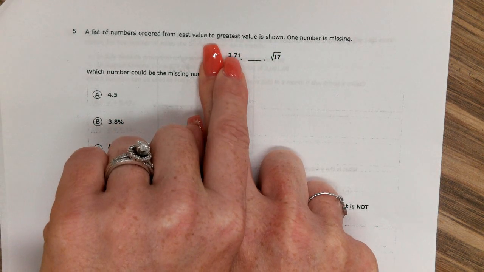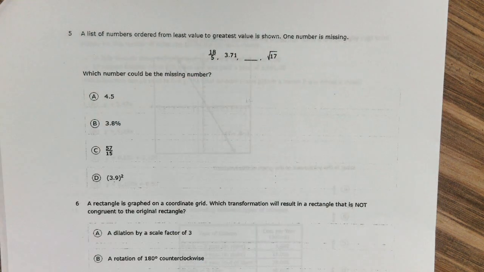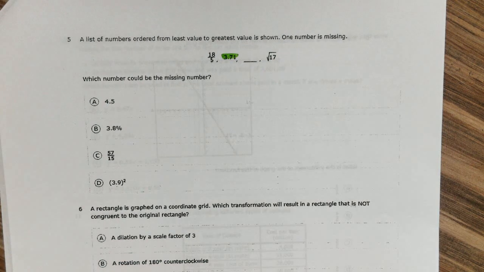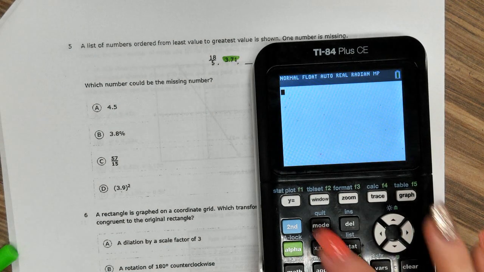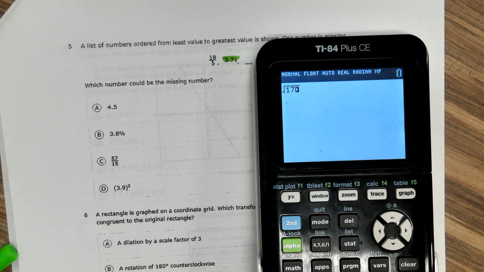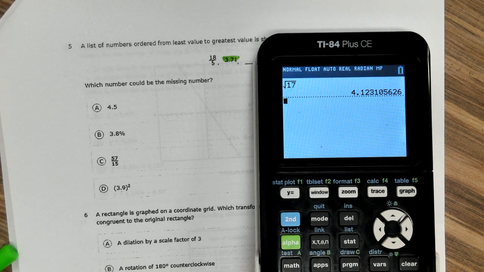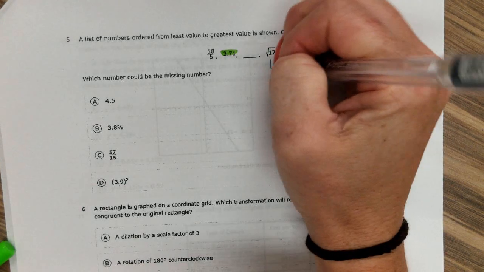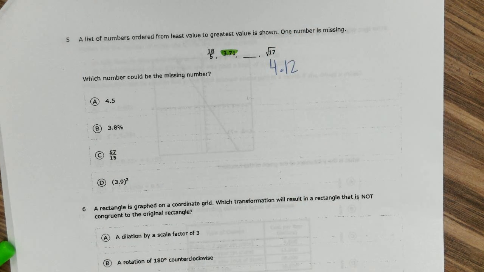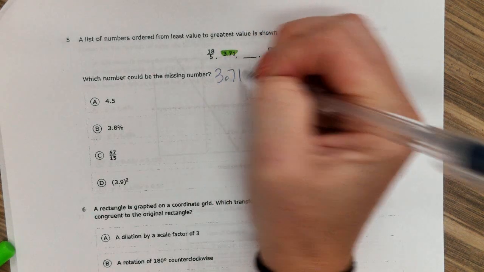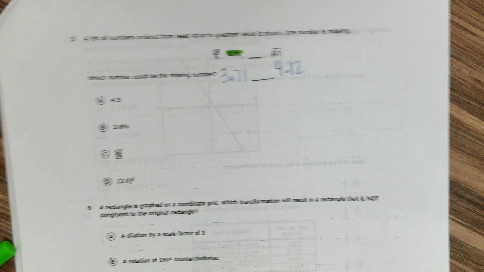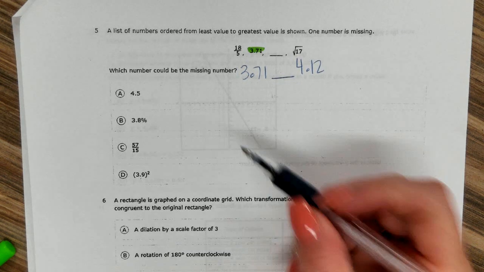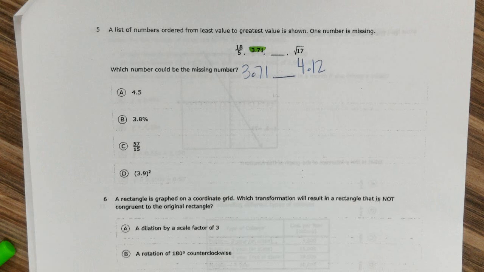Does this one already look like money? Okay, so this one's good, but what do I need to change this one to? A decimal. So let's go change that to a decimal. The square root of 17, and we want it to look like money, so we only write the first 2 decimals, $4.12. So I'm looking for a number that falls between $3.71 and $4.12. So I've got to go change all of these to decimals.